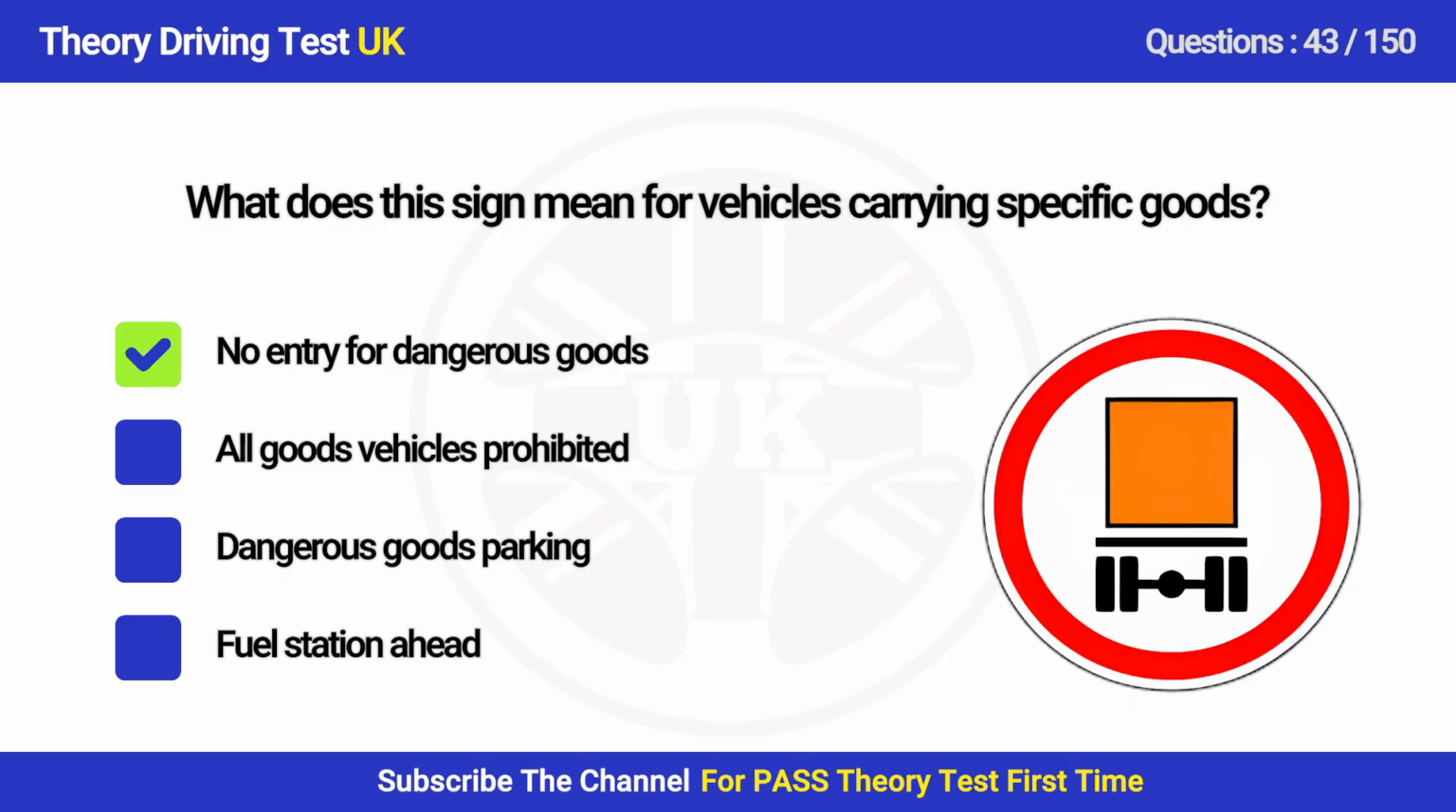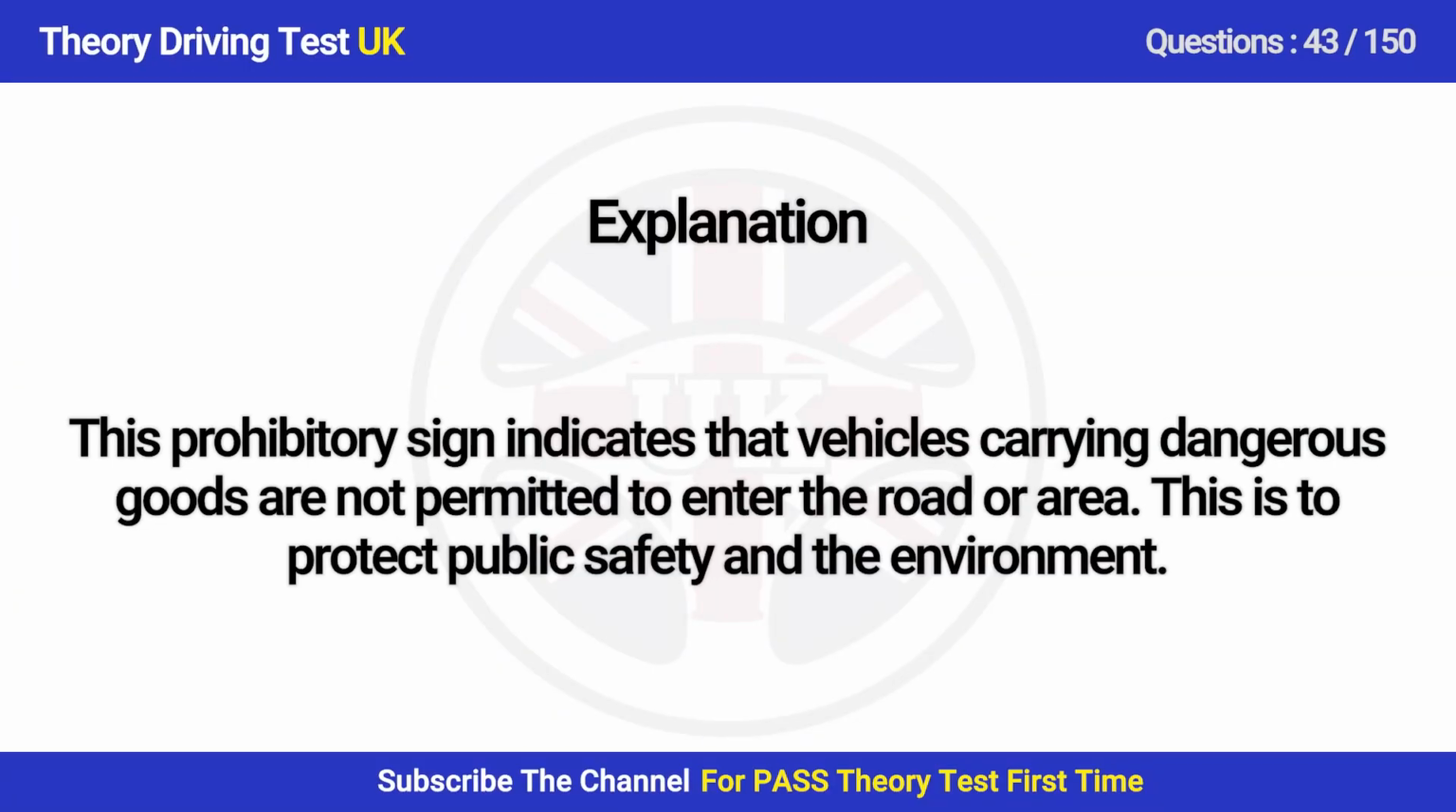Answer is A. No entry for dangerous goods. This prohibitory sign indicates that vehicles carrying dangerous goods are not permitted to enter the road or area. This is to protect public safety and the environment.